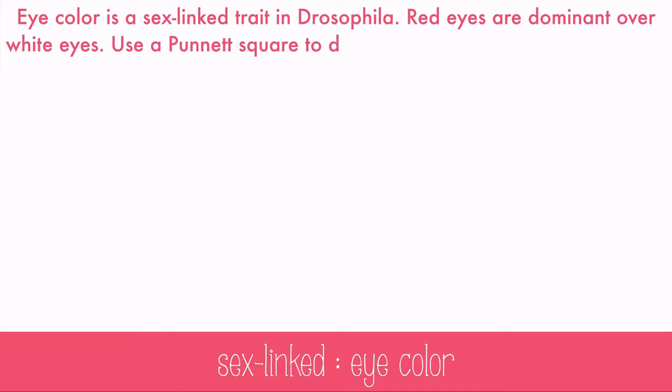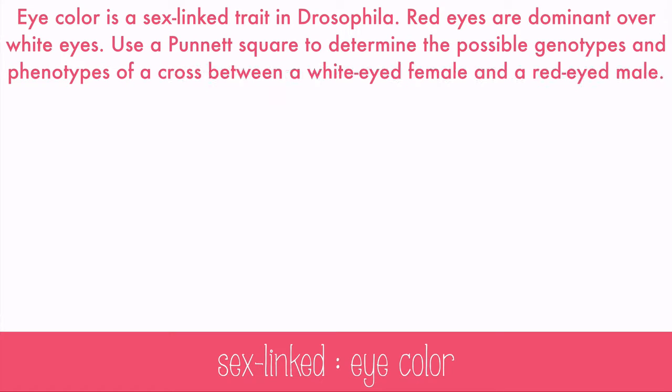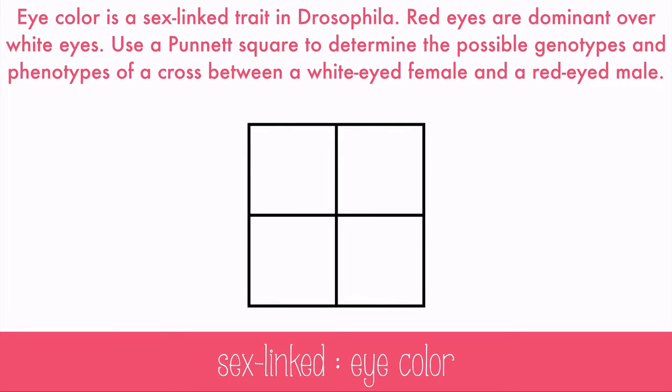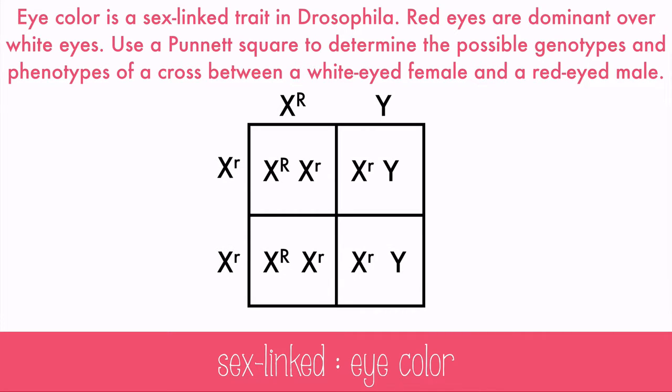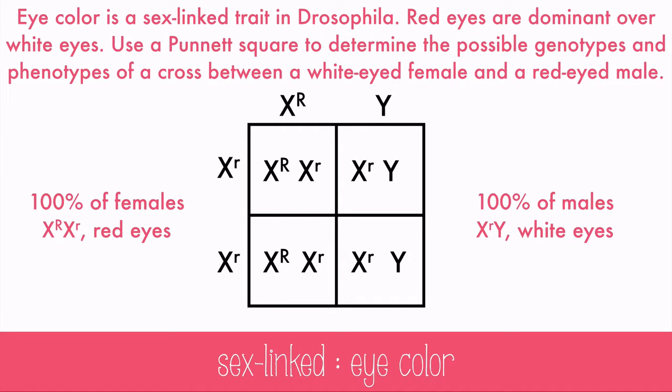Let's try one more. Eye color is a sex-linked trait in Drosophila, a type of fly. Red eyes are dominant over white eyes. Use a Punnett square to determine the possible genotypes and phenotypes of a cross between a white-eyed female and a red-eyed male. The male has red eyes, so he has the dominant red-eye gene. Since white eyes are recessive, the female must have 2 white eye alleles. You set up the cross and see that there are two possibilities. All of the females will be heterozygous with red eyes, and all of the males will be white-eyed.